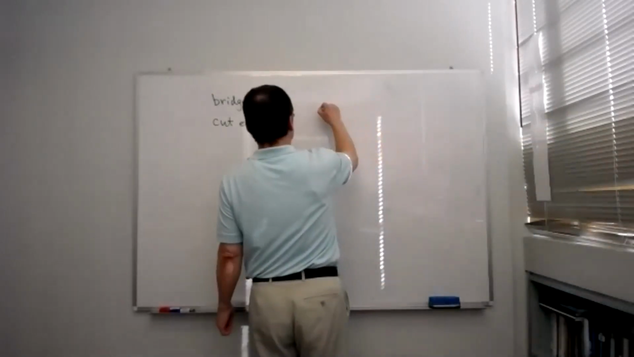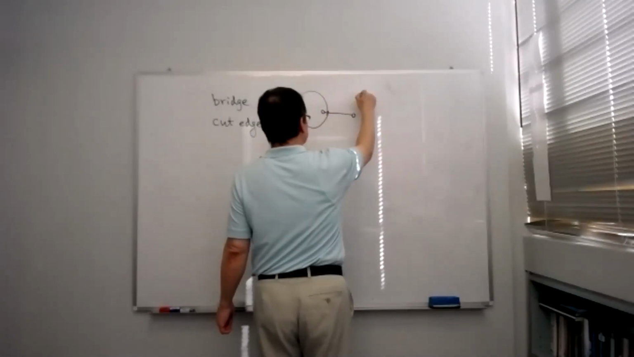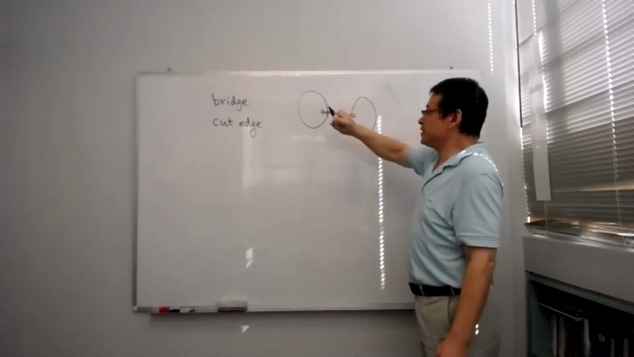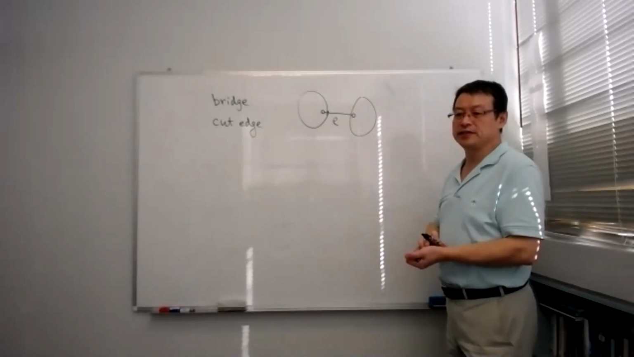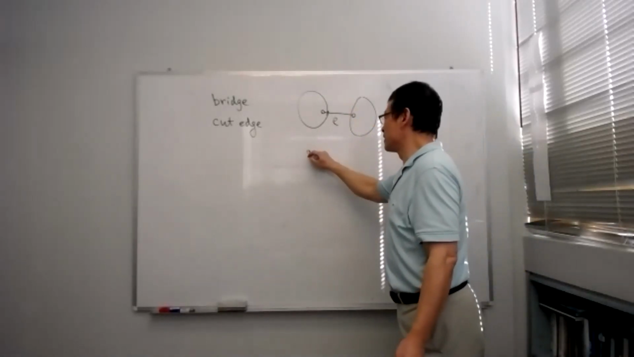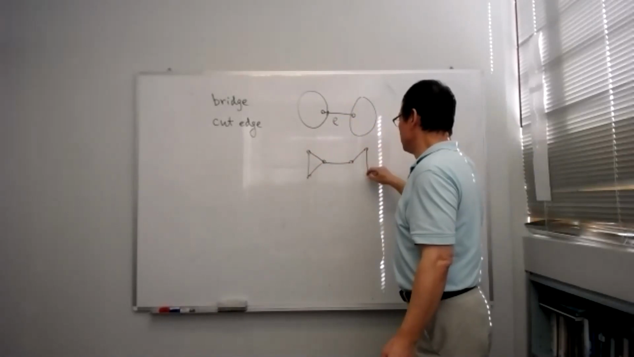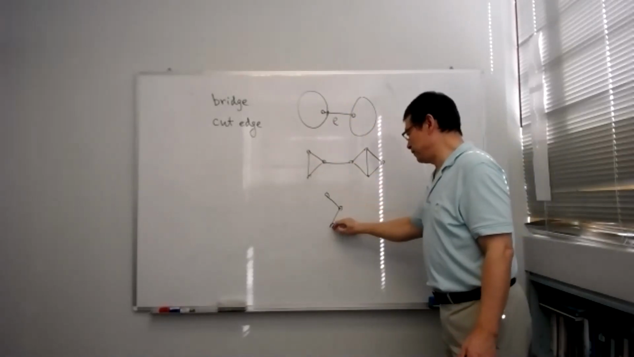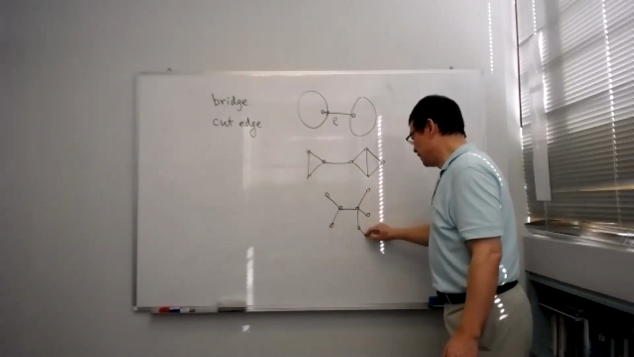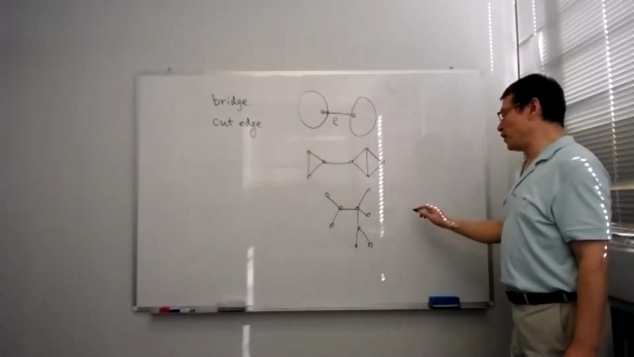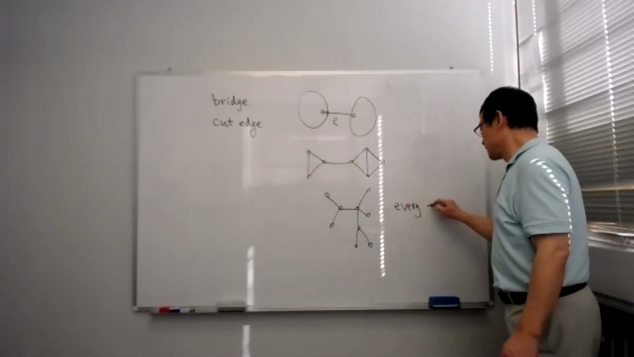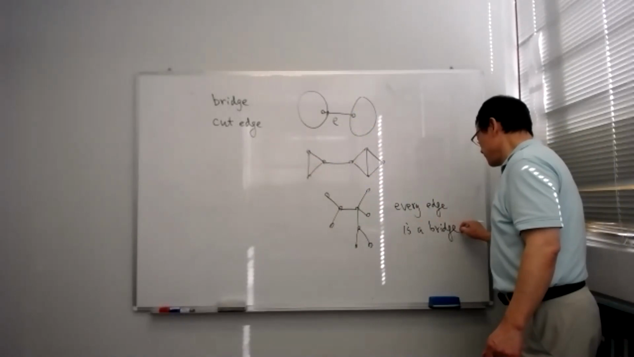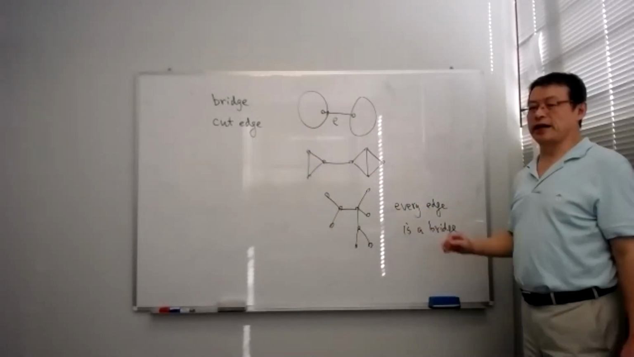It's not like this. If I remove this edge, so this one is called the bridge or cut edge. Once I remove it, the graph will be broken into two pieces. That's called the bridge. For example, this one is a bridge. Right? So in this graph, this one is a tree. Every edge is a bridge. So every edge is a bridge in this graph.